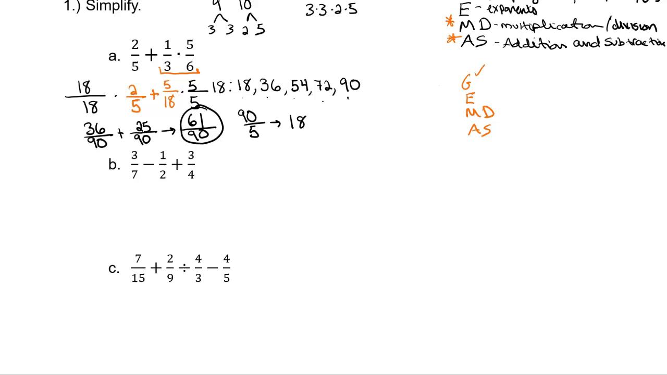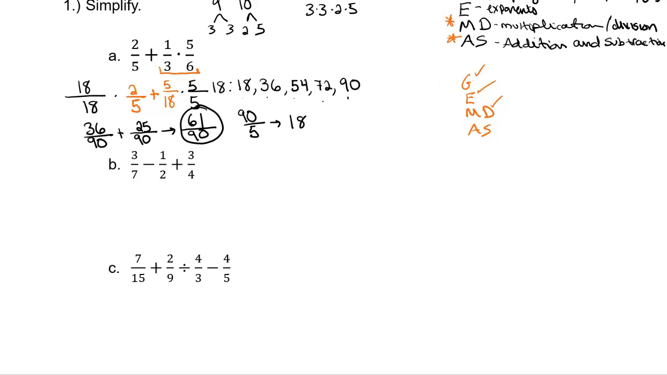E for exponents. I don't have exponents. So I'm going to cross that off. Multiplication and division. I don't have multiplication and division, so I cross that off. Notice I do have addition and subtraction, and that's all I have. So now it matters that it's set horizontally. What do I have to do when I have an expression with just addition and subtraction? I go left to right.